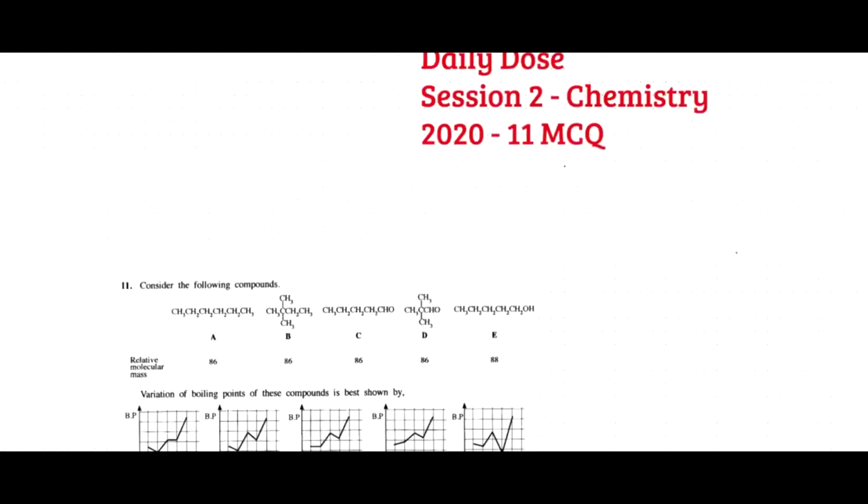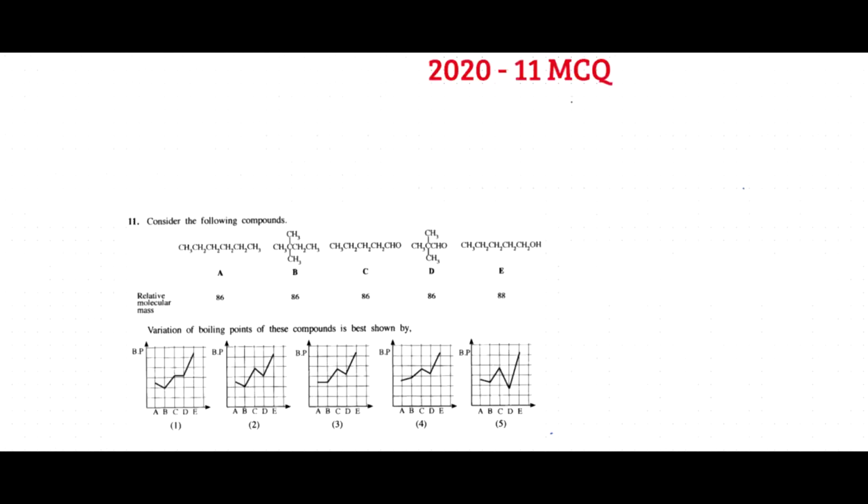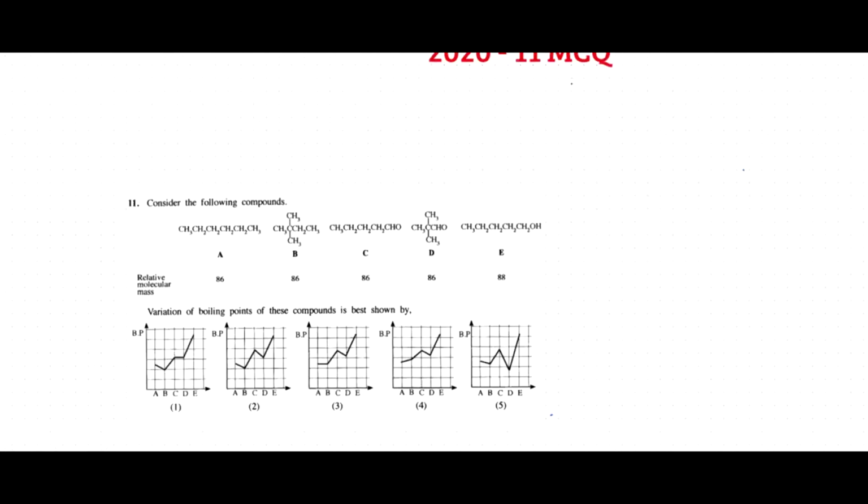So, this is the question, and the question says, consider the following compounds, and they have given 5 organic compounds and their relative molecular masses. So you have to choose the best shown variation of boiling points of these compounds.